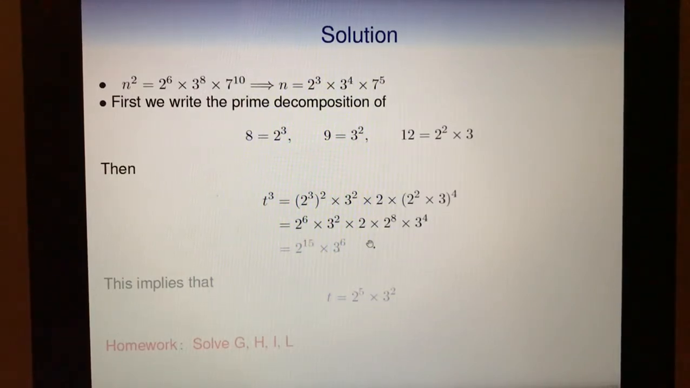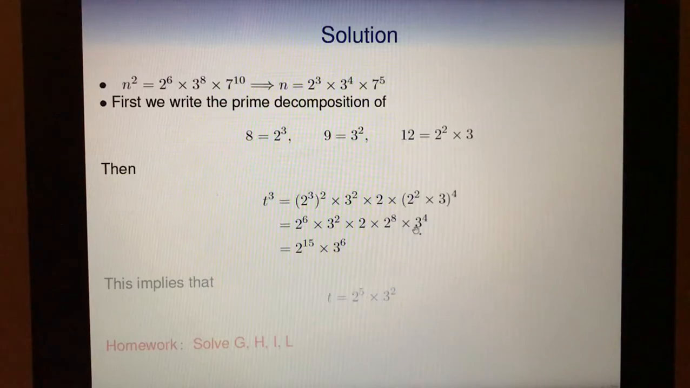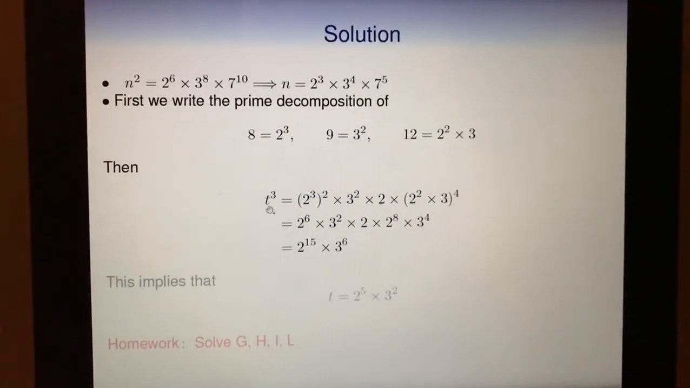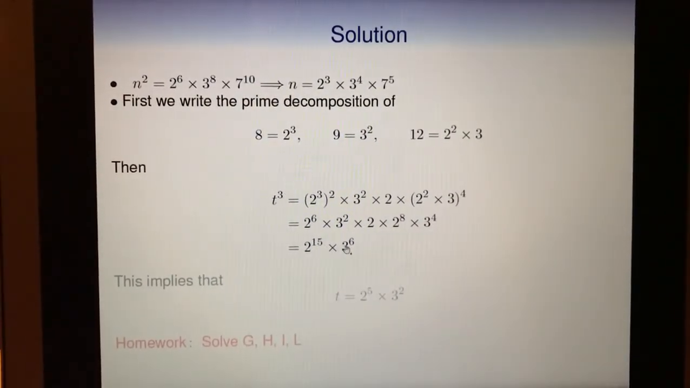Now same basis, add the powers. We have 2 power 6, 2 power 1, 2 power 8, so add 8 plus 1 is 9 plus 6 is 15. So we have 2 power 15 times 3 power 2 times 3 power 4. So 4 plus 2 is 6, so times 3 power 6. So t power 3 is equals to 2 power 15 times 3 power 6.